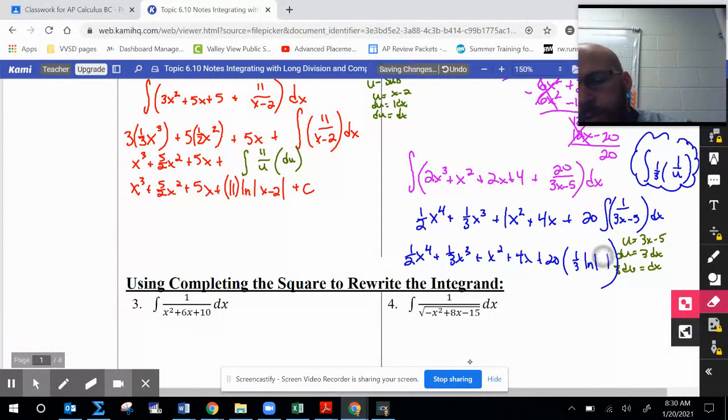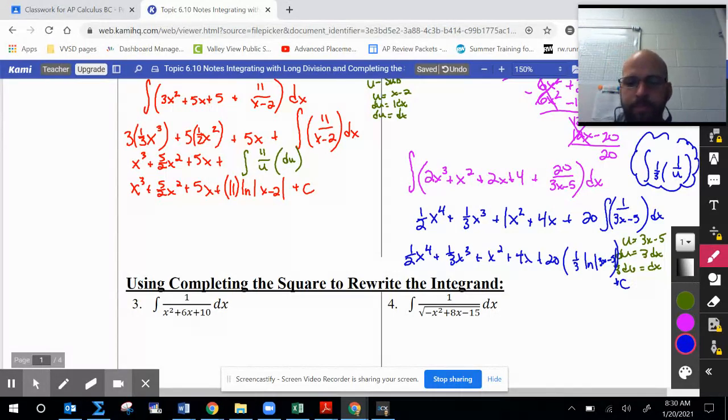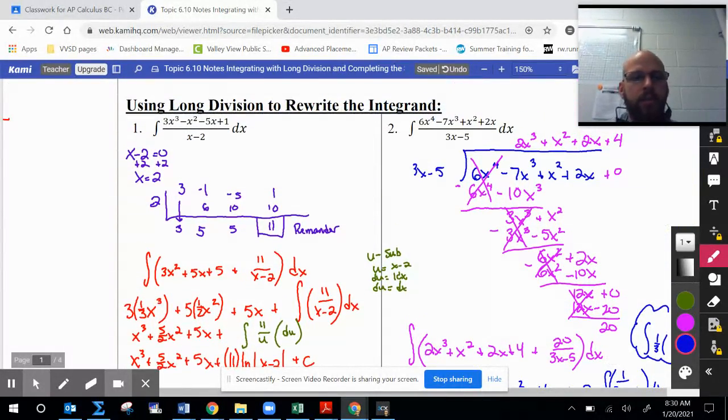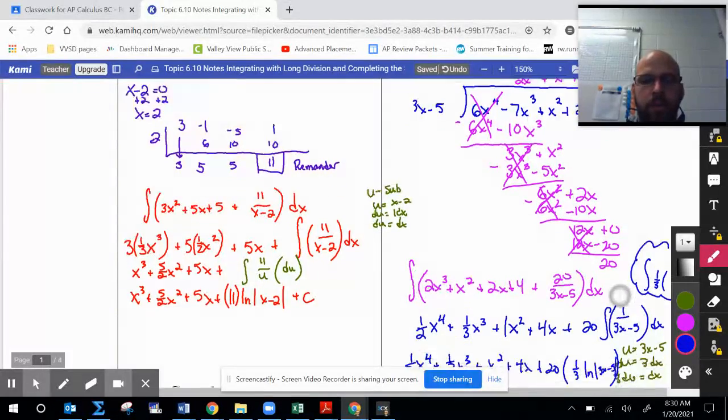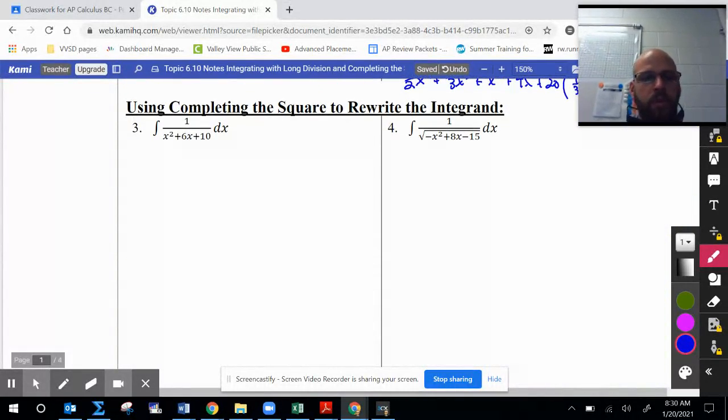So I'm running out of room, so I'm going to actually erase. And u was 3x minus 5, so I'm going to say 3x minus 5. And that would be my answer, plus c, of course. Okay? So we can integrate a rational function with long division and with synthetic division. So it's just a reminder of those two skills. And then completing the square. So I don't know if you remember how to complete the square, but we'll go through it here.